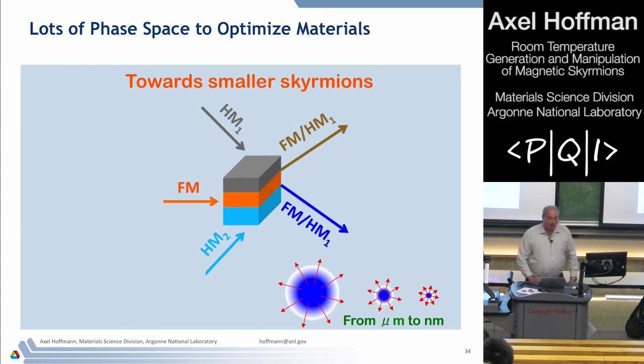If you want to make them smaller, you actually have lots of room to play. All you want is a broken inversion symmetry, which means typically you have at least 3 layers. You can take a magnetic layer and sandwich it between 2 different non-magnetic layers, which gives you different spin Hall effects, different anisotropies, different Dzyaloshinskii-Moriya interactions. And if you play long enough, you can make skyrmions smaller and go from micrometer-sized skyrmions to some that are just tens of nanometers.